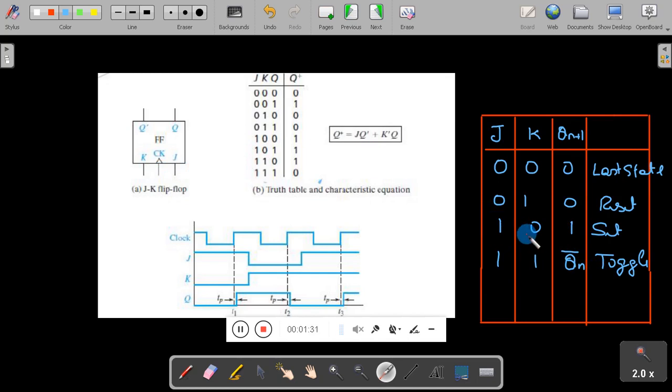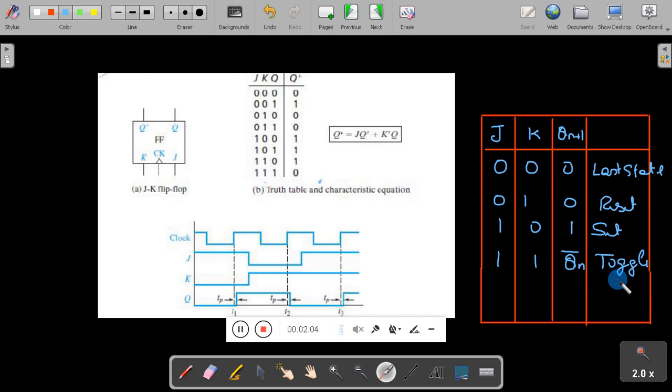When J is 1 and K is 0, the output of the flip-flop is said to be set. When J is 1 and K is 1, both are 1, output is said to be toggle. So output will toggle, output is a toggle of the previous state. Suppose the previous state is 0, then output will be 1, or previous state is 1, output will be 0. This will continue as long as J is 1 and K is 1. So this is one of the advantages of JK.